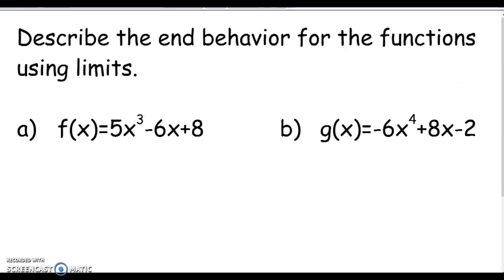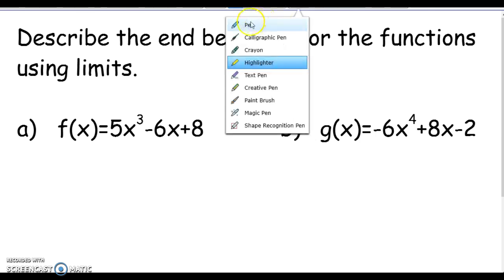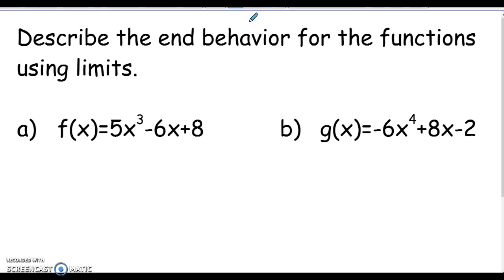So here we go. Describe the end behavior for these functions using limits. So I'm looking at this. This says 5x to the third. Now I'm not exactly sure what it looks like, but because I know the mother function, I know it's going to look something like this. I'm not sure where it curves. However, I know because it's positive 5 out front, my leading coefficient is positive, that it starts low and it ends high.